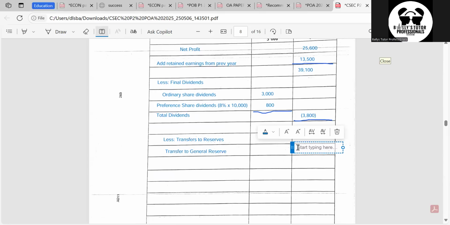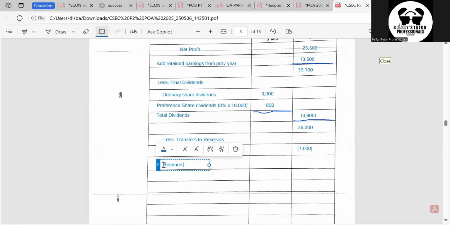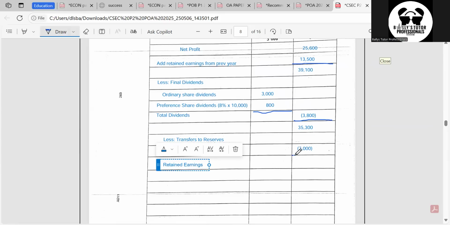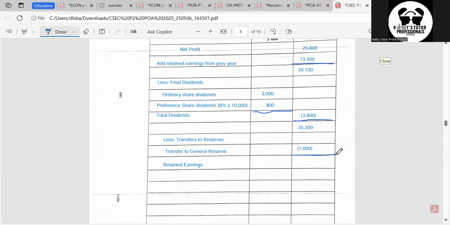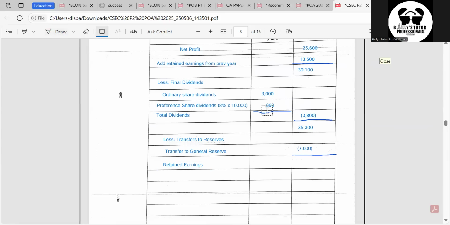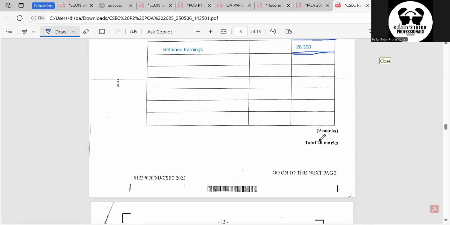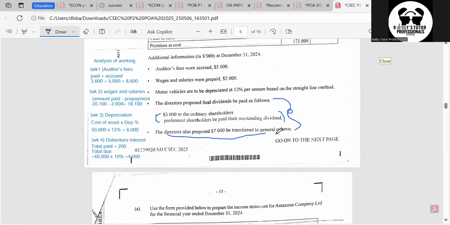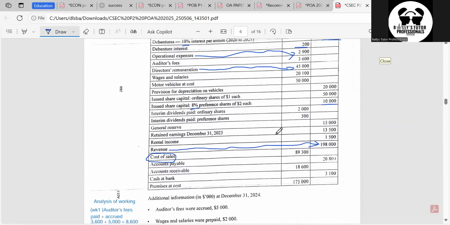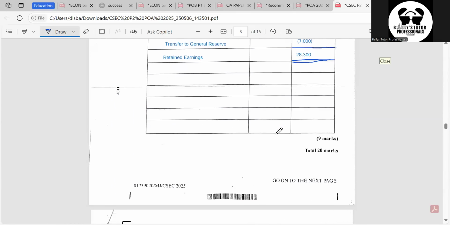And then what we remain with will be our retained earnings. Retained earnings will be the 35,300 minus the 7,000, which will give us 28,300. Boom. Appropriation account completed. And that is 9 marks. That gives us a total of 20. And number 2 is over. So we go to number 3.